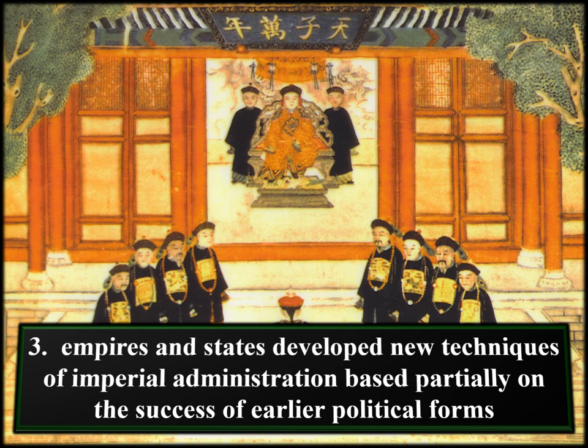Empires and states developed new techniques of imperial administration based partially on the success of earlier political forms. They would just build on what they had seen before. We saw this in classical Asia, with the mandate of heaven being expanded and the power of the emperor in China expanding as a result of that. When we discussed Han China, the Han Chinese built upon the grassroots and the foundations that had been laid by the Qin dynasty.